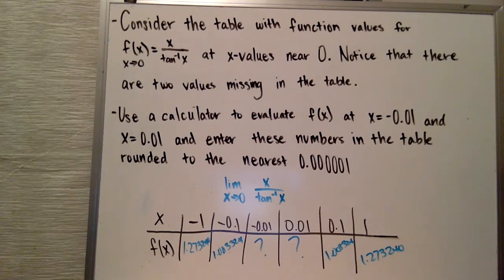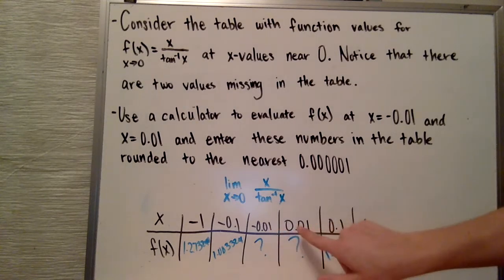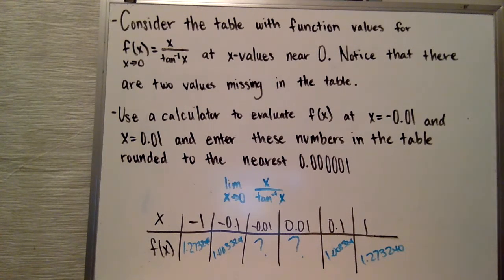Alright, so what's going to happen here is you are going to consider the table with the function values for f of x equals x over tan to the negative 1 x at x values near 0. And what you want to notice is that there are two values missing in the table down here. It's negative 0.01 and 0.01. This is strictly to practice your skills on plugging in, which pretty much goes back to pre-cal and how we had to plug in stuff all last year.